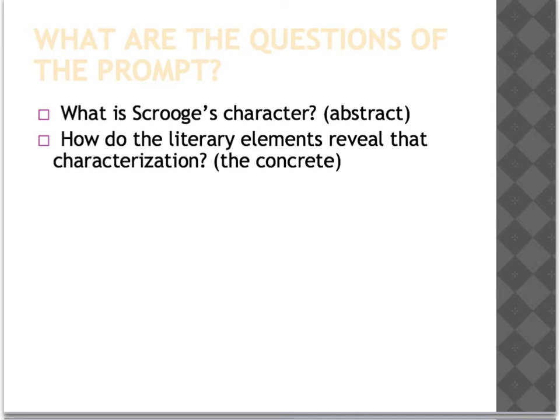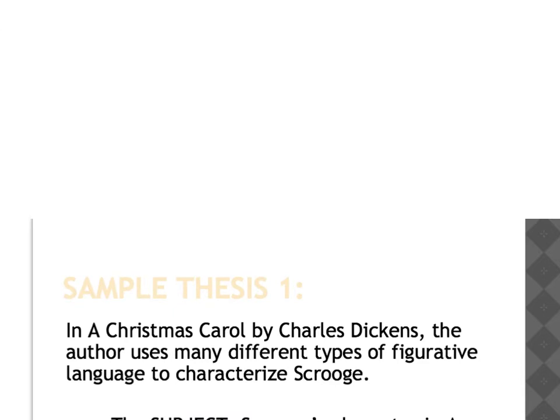What are the questions of the prompt? What is Scrooge's character? So you're looking at the characterization, the abstract ideas. Was he greedy? Was he nice? Was he cold-hearted? Was he warm and loving? You're looking at the abstract part of Scrooge's character. The second part of the prompt is asking how the literary elements reveal that characterization. That's going to be your concrete. You can look at the paper and see that they're using similes to prove how Scrooge is acting in his characterization.